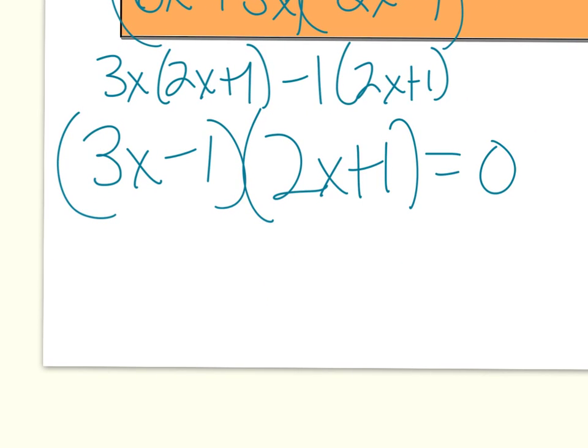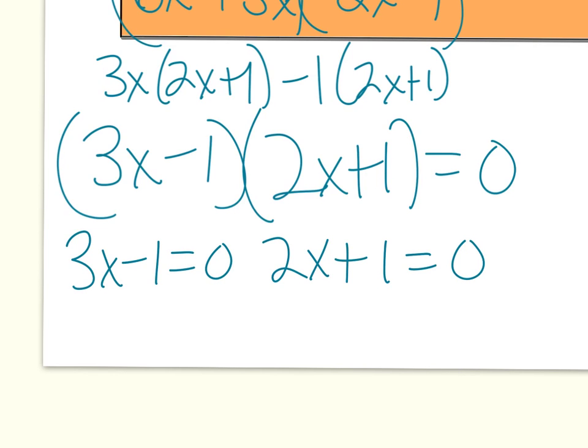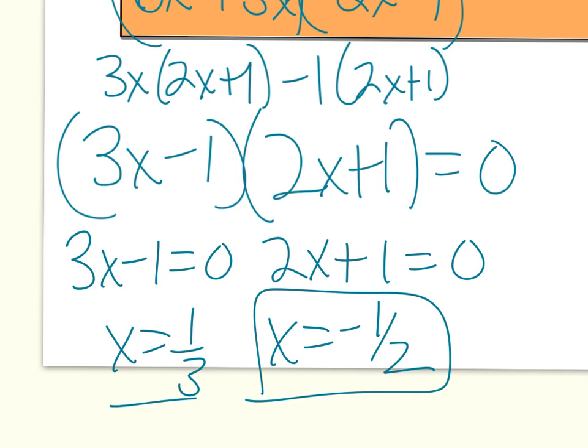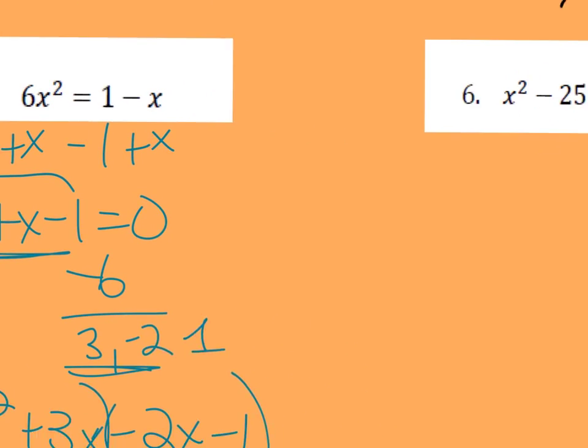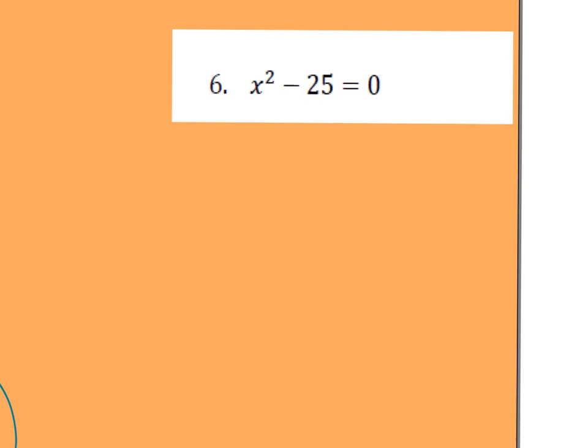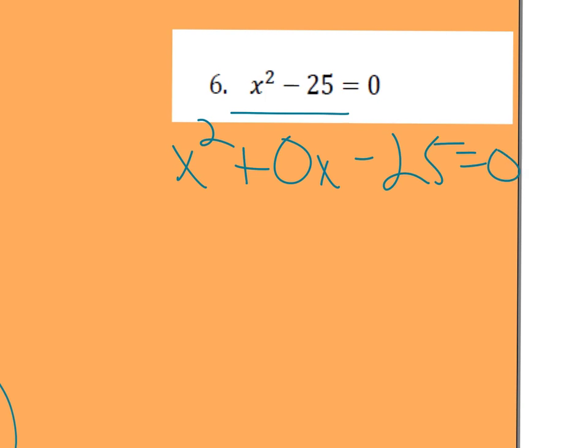So to finish it off, set each part equal to 0. Then solve. So here x will be 1/3. Here x will be negative 1/2. There's my answer. And I'm done. All right, so this is just putting together what we've been doing the past couple days and just taking it one step further. So here, this is kind of like saying x squared plus 0x minus 25 equals 0.